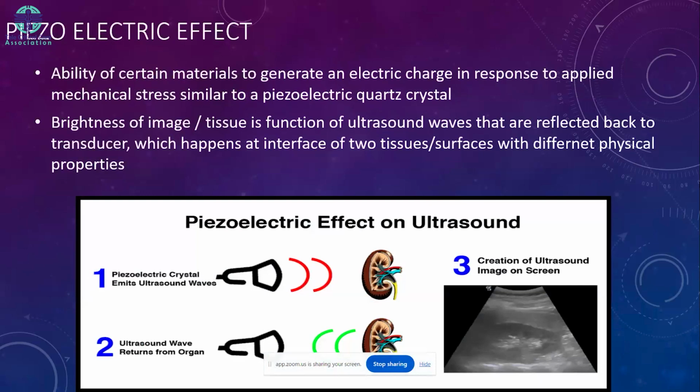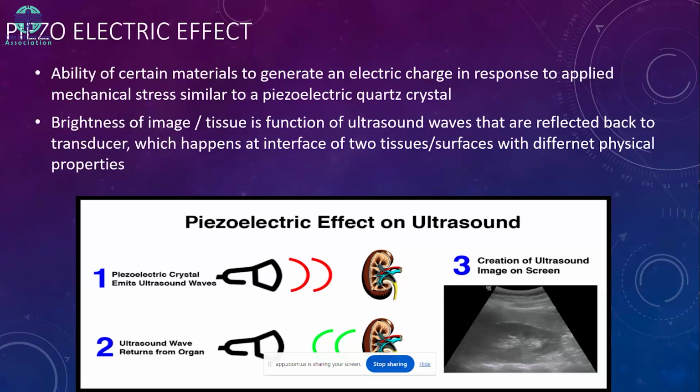This is the ability of certain materials to generate an electric charge in response to an applied mechanical stress, which is similar to a piezoelectric quartz crystal. So the basic principle comes from a quartz crystal, which is a kind of a soft rock, and it has the propensity to vibrate at a particular frequency when stimulated. The brightness of a particular tissue or an image is a function of the ultrasound waves which are reflected back to the transducer, which happens at the interface of two tissues or two surfaces with different physical properties.